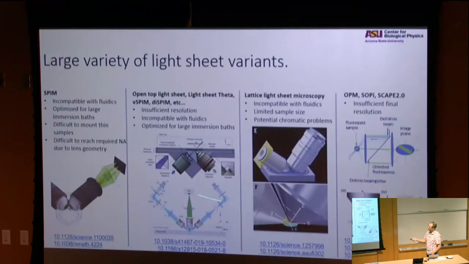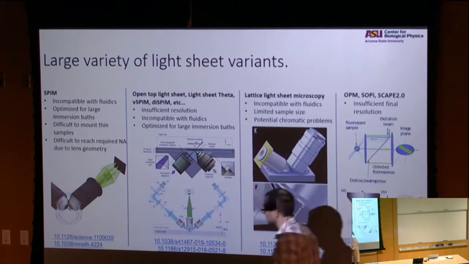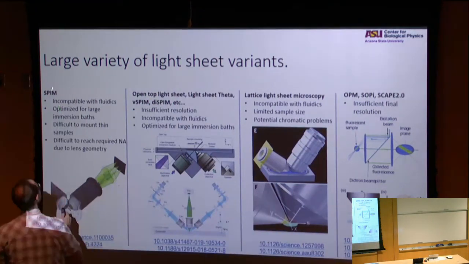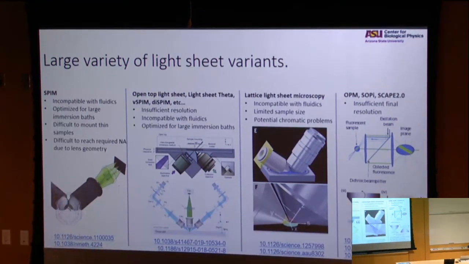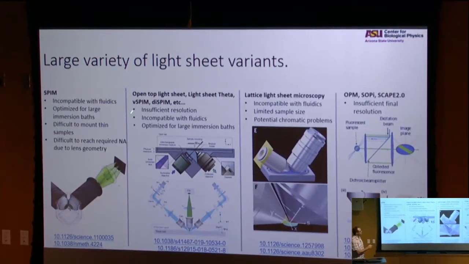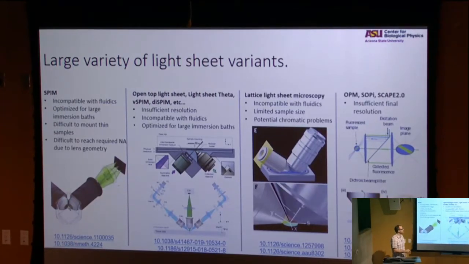So light sheet imaging is an exploding field. There are like a million acronyms. Selective plane illumination was one of the first ones. There's now light sheet theta, V-SPIM, diSPIM, tiling SPIM. There's also lattice light sheet microscopy, which is really meant for high-resolution cell imaging. This has a very small cover slip, and then it does some special things with the excitation. But then there's another class of light sheets, which are called oblique plane microscopes or SCAPE microscopes.